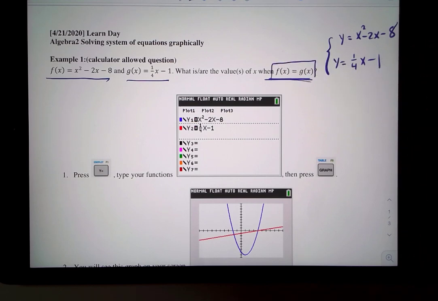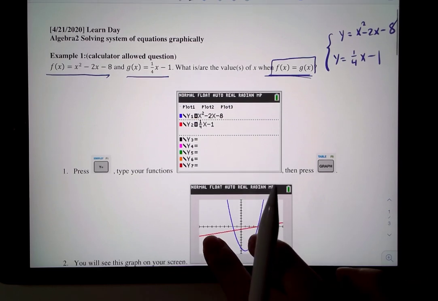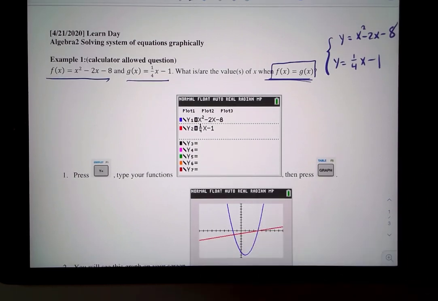So just turn on your TI-84. We will graph it, and I just want to find the intersection of these two graphs, all right?